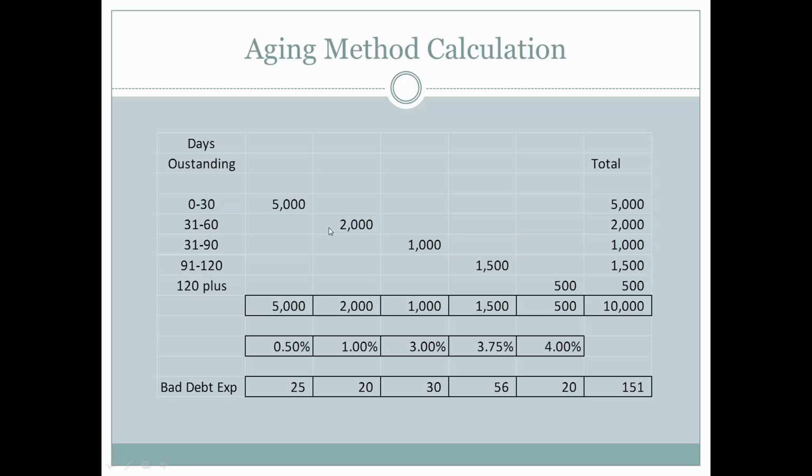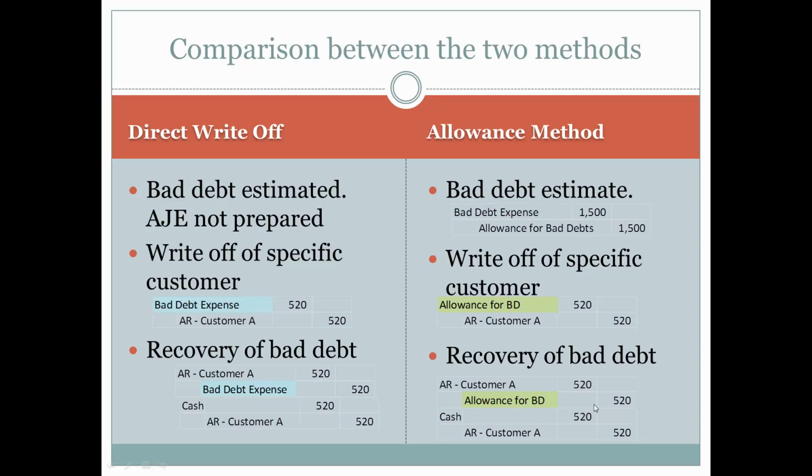1%, 31 to 60 days is $2,000. We assume 1% of those will be uncollectible. And looking at each one of these, and then we just simply add up each of the percentages together.